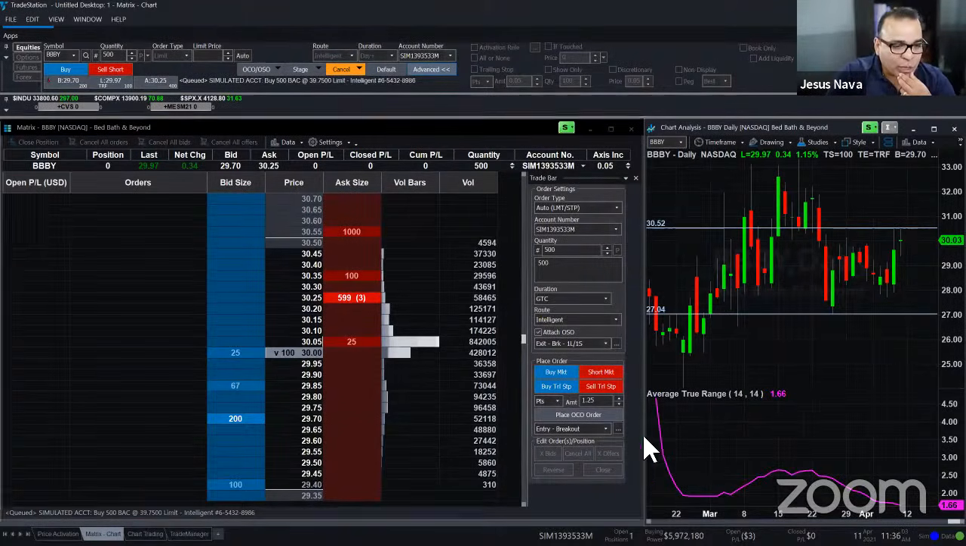Well, you use what's called an OCO. An OCO is an order cancels order, because you do have to connect these orders so that one side cancels the other when they're executed. Let me show you one example.